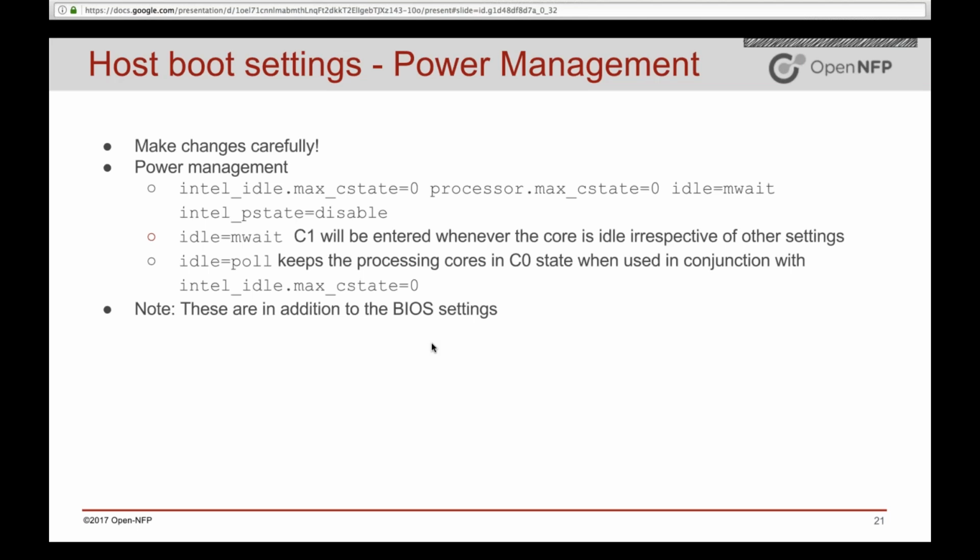Further, we found that it was necessary not just to set these settings in the BIOS, but to also ensure that on the Linux systems that we were using, we passed these settings through to Linux to ensure that it honors them and sets the power management settings accordingly.